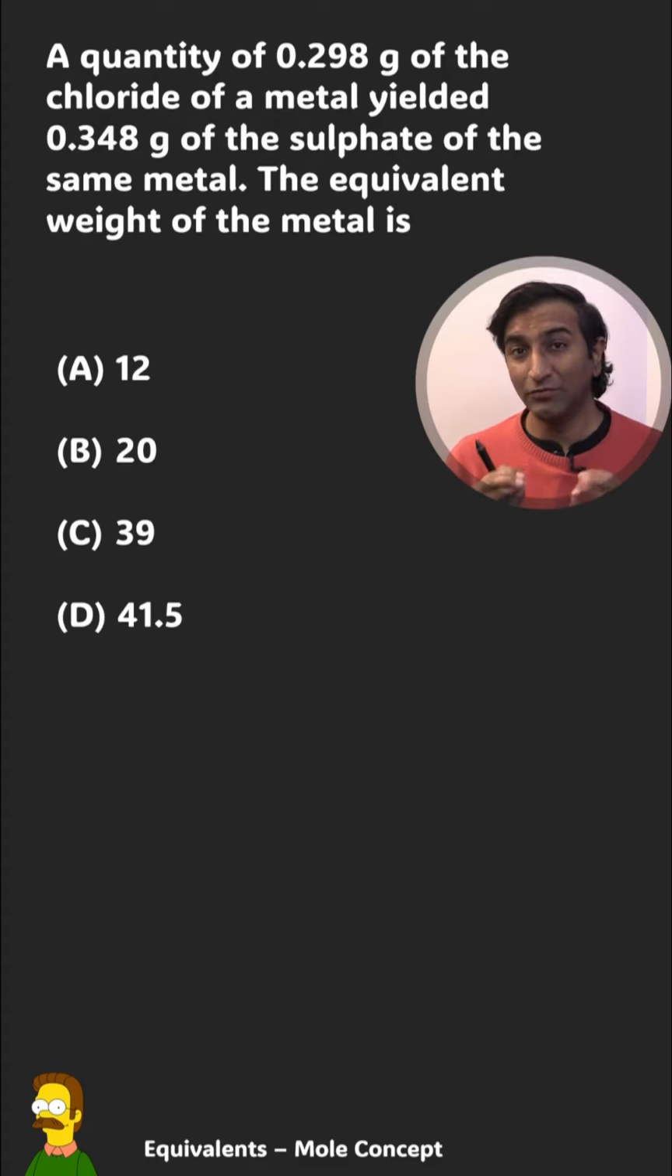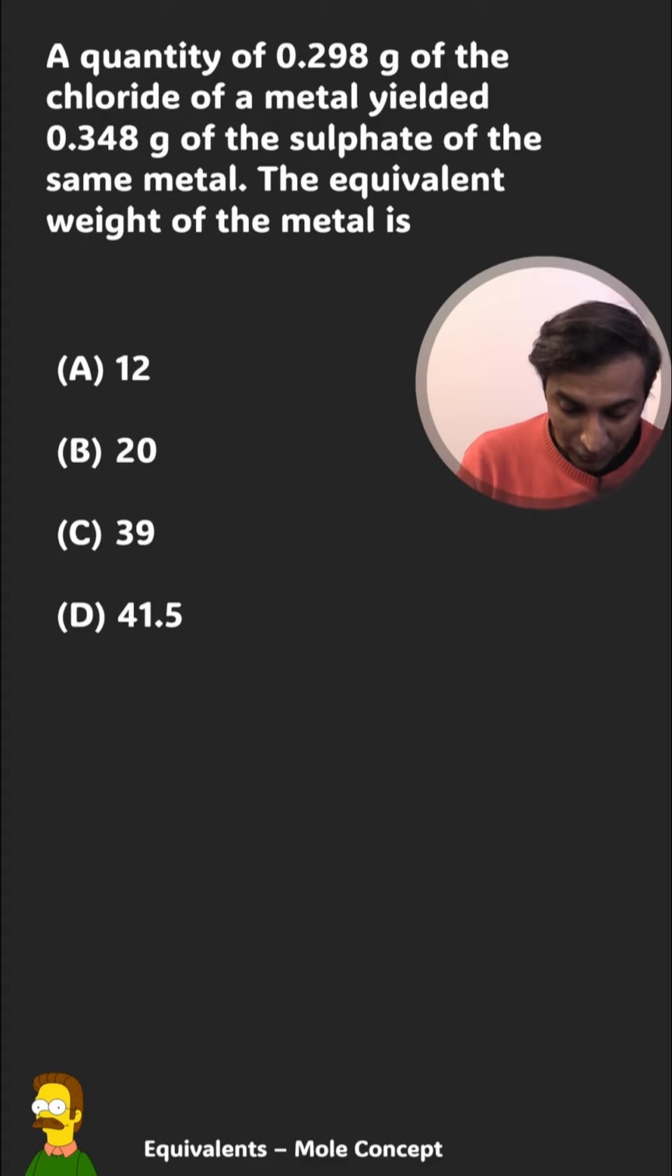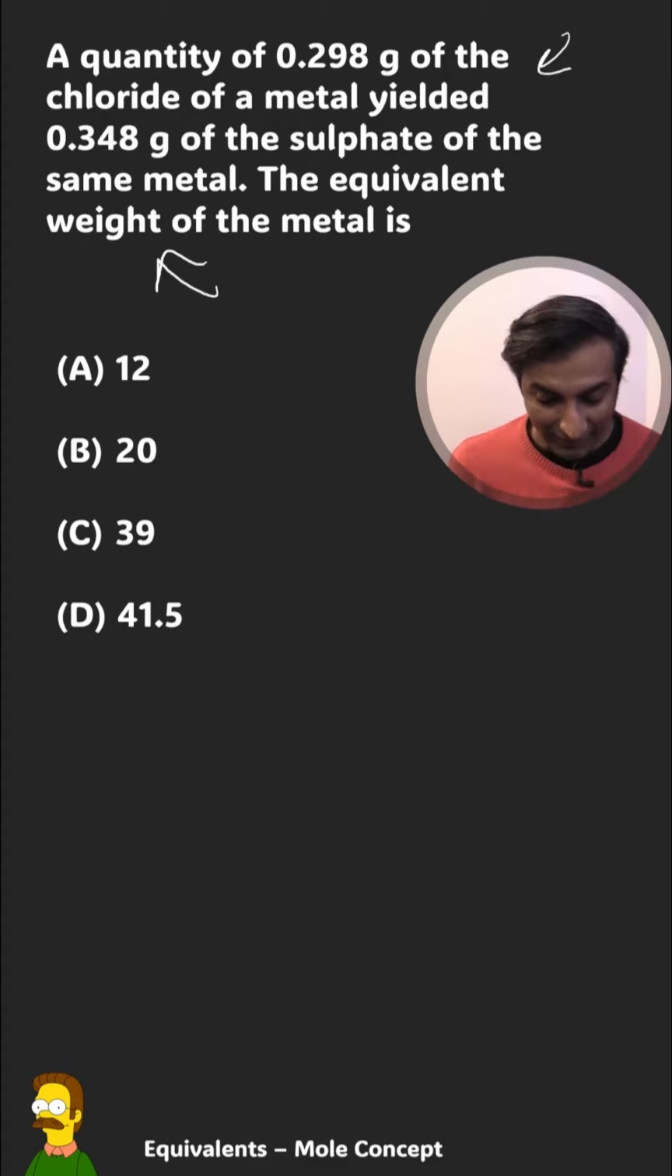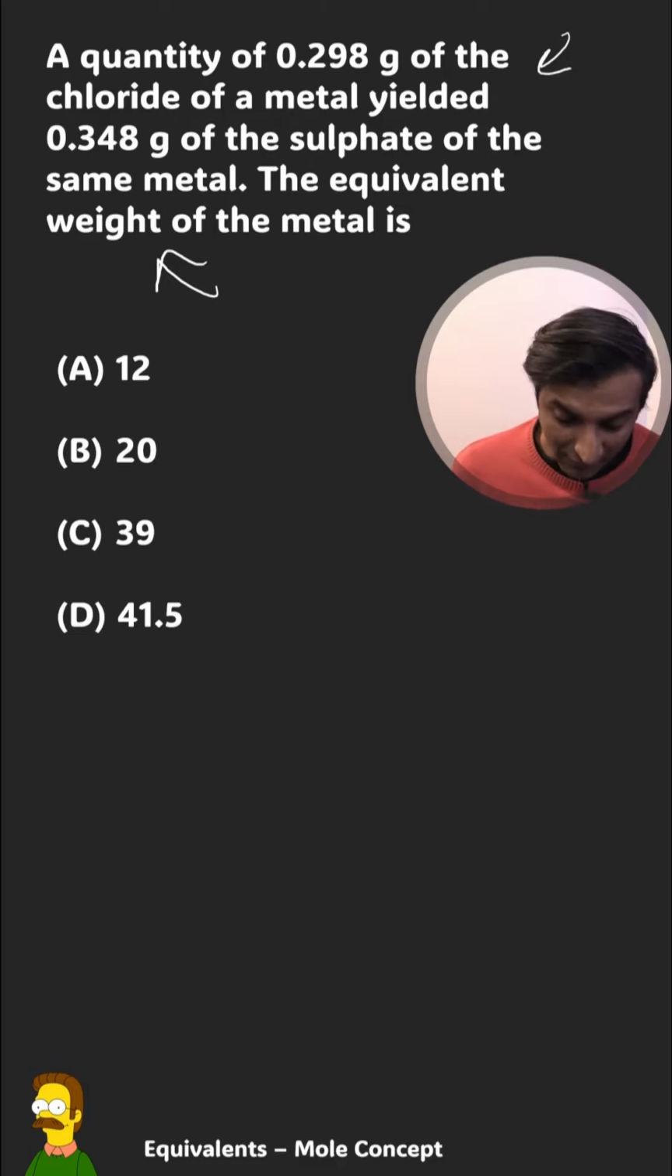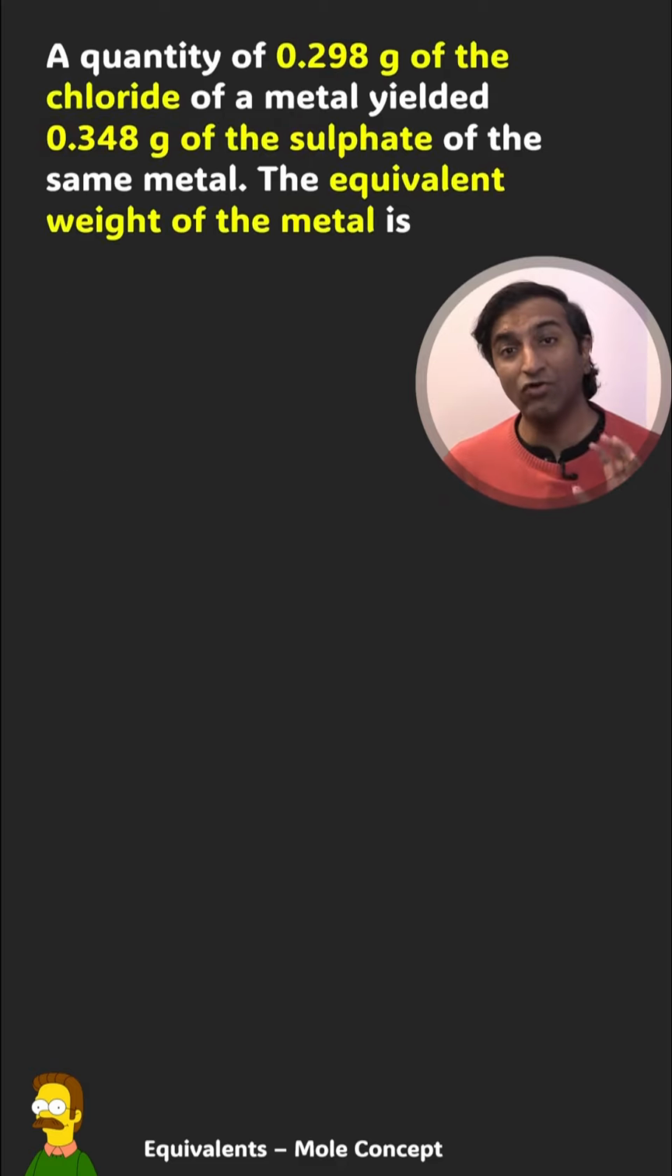इस सवाल से you will be very clear about how equivalents work. Check it out. A quantity of 0.28 gram of the chloride of a metal yielded 0.348 gram of the sulfate of the same metal. The equivalent mass of this metal is what? How do we start this question?